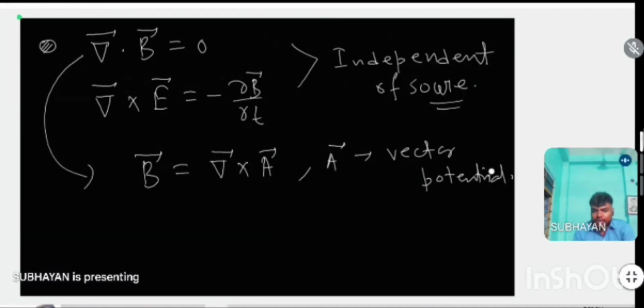But for your kind information, A is not related to B only. A will also be related to E. In the expression of E, you will find A. So A is only the vector potential, not the magnetic vector potential. So be careful while addressing this one.